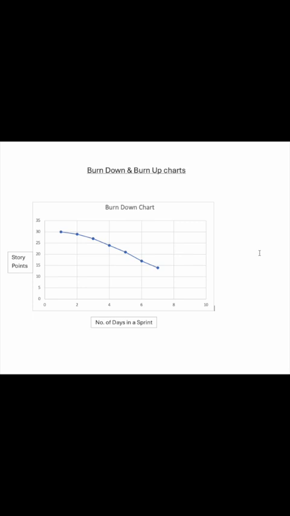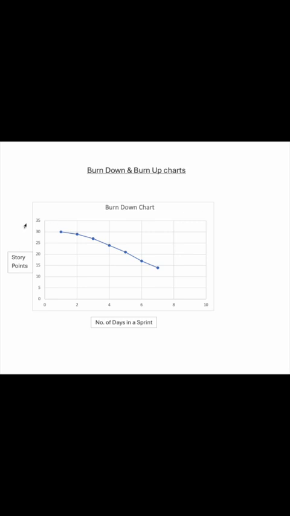So that's where the burn down chart and burn up chart come into the picture. The burn down chart specifically shows the sprint status, and the burn up chart shows the project status. So let's understand one by one. First, we'll take the burn down chart.